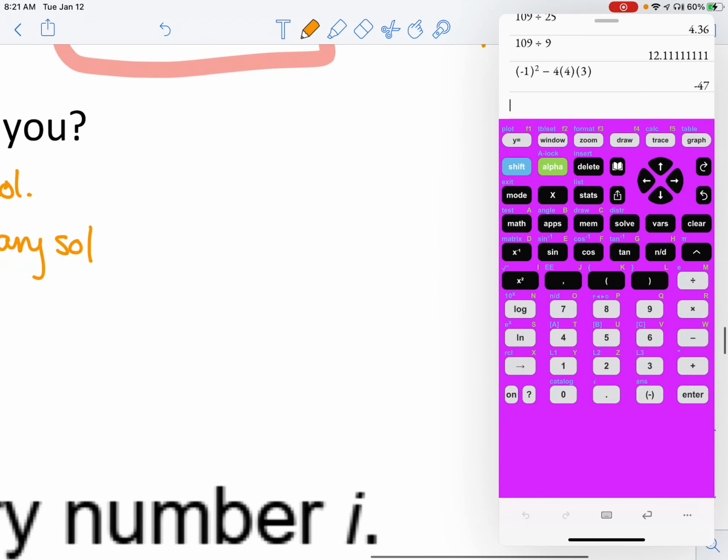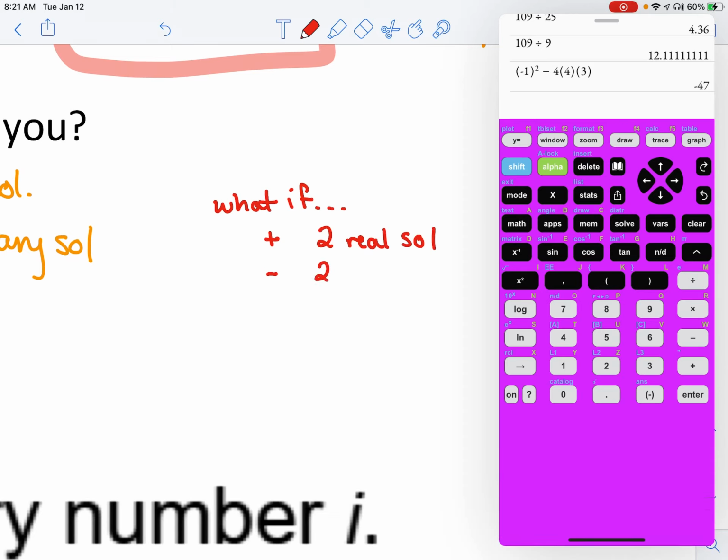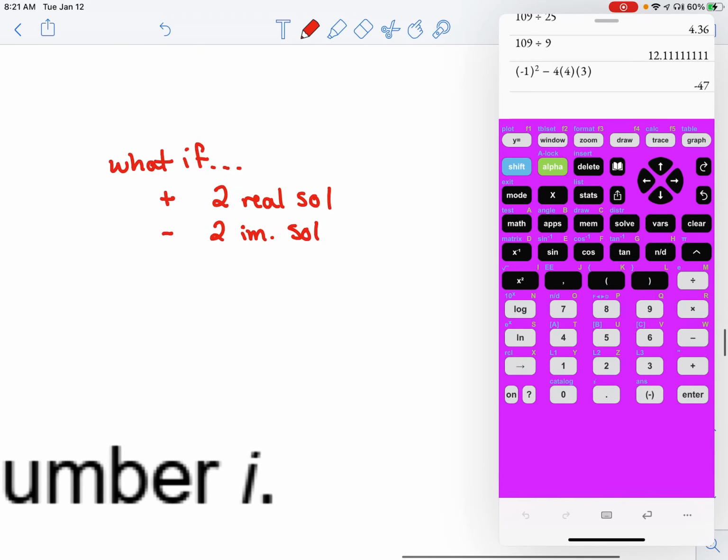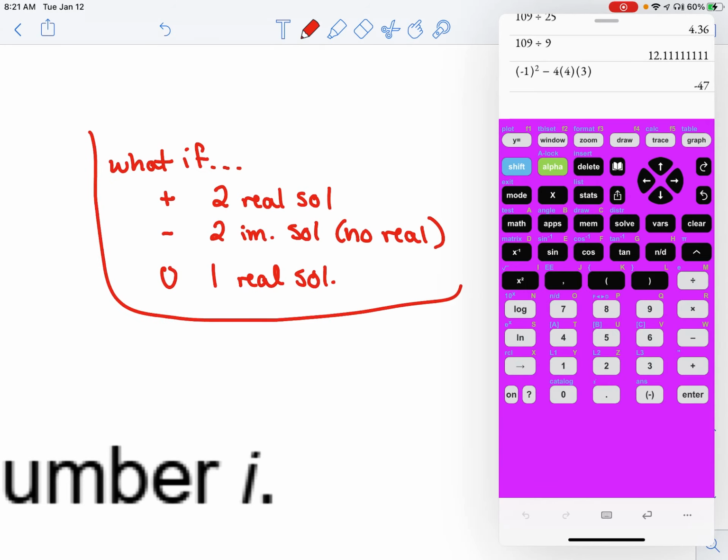Now, I know that's what this particular problem was, but it would be good if I discussed what if. What if we would have got a positive? Well, you should say two real solutions. What if we would have got a negative, which is what we did? It's two imaginary solutions. Or you might say no real solutions, also known as no real. What if we got a 0? You would say one real solution. Okay, so that's the work for the discriminant. Please mark down discriminant is b squared minus 4ac. All right.